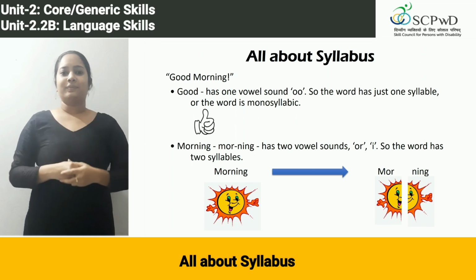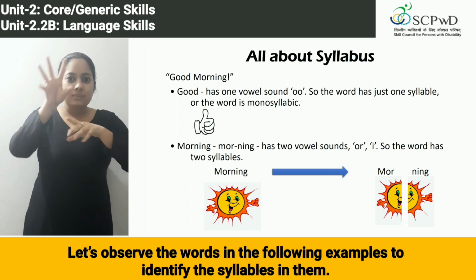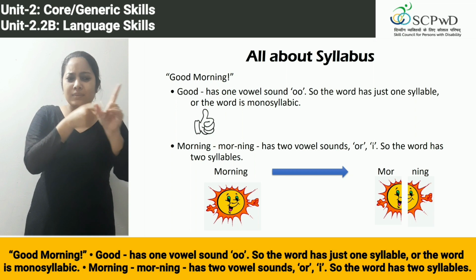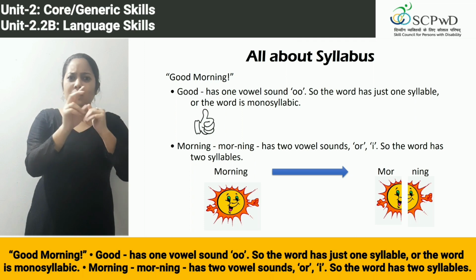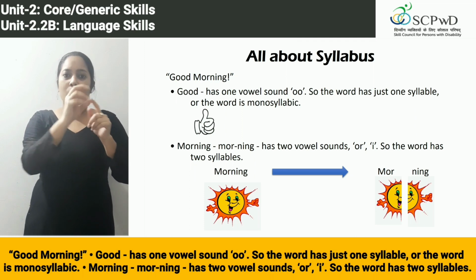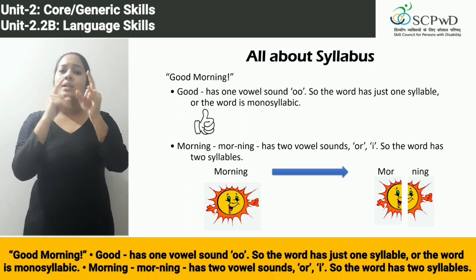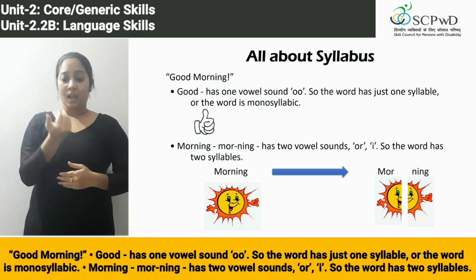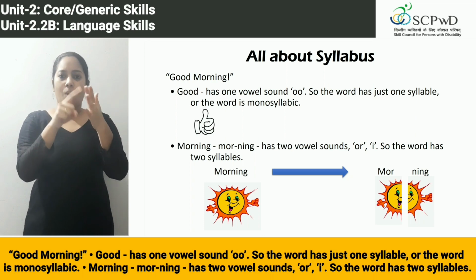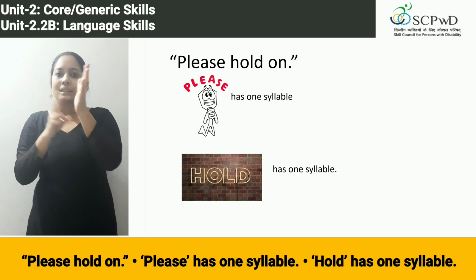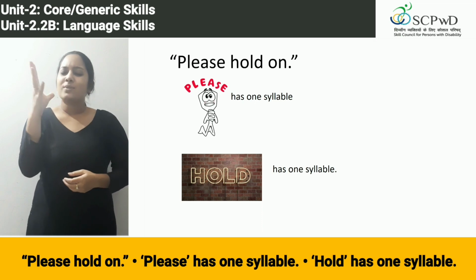All about syllables. Let's observe the words in the following examples to identify the syllables in them. Number 1. Good morning. Good has one vowel sound, double O, so the word has just one syllable, or the word is monosyllabic. Morning has two vowel sounds, so the word has two syllables. Number 2. Please hold on. Please has one syllable. Hold has one syllable.